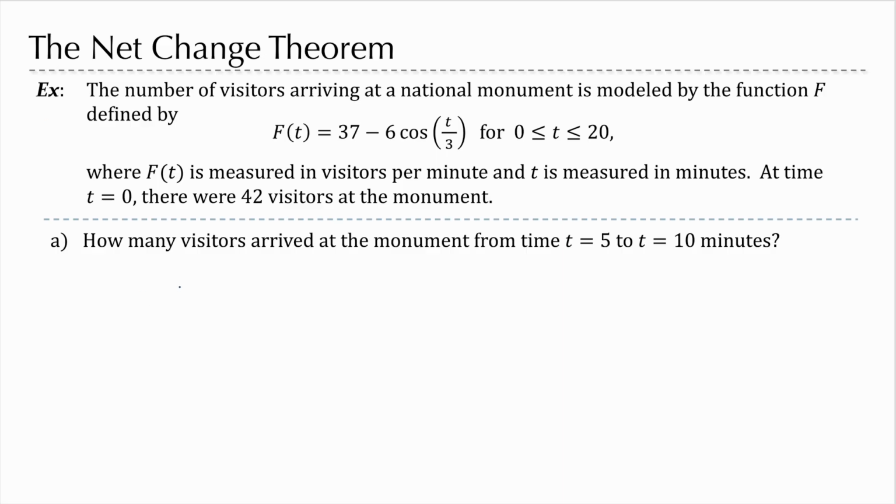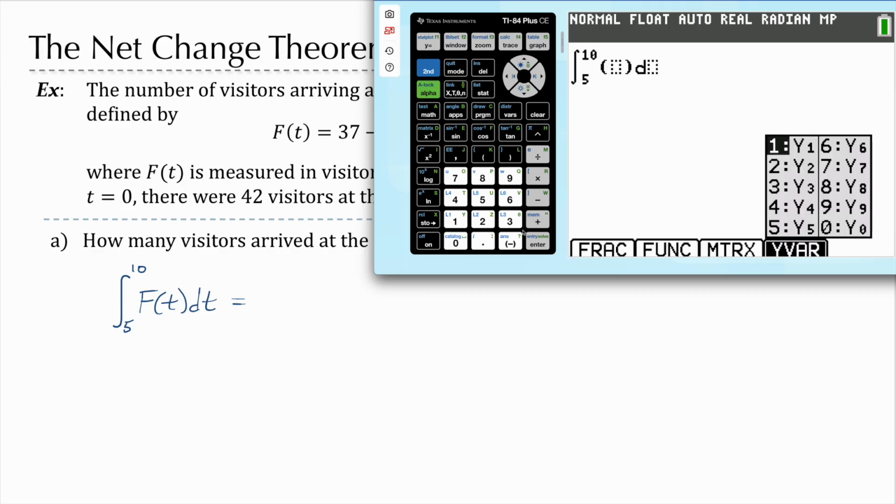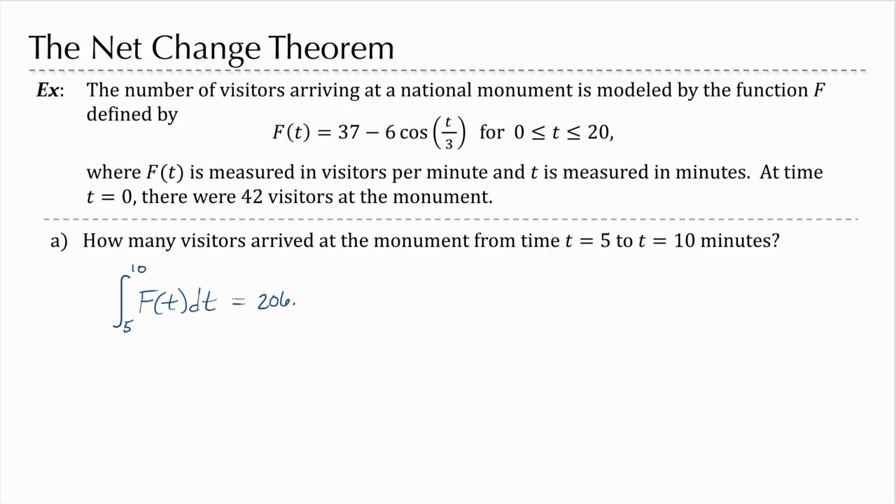The first question asks, how many visitors arrived at the monument from the time period of 5 to 10 minutes on this interval? So that means we'll simply look at the amount, from period 5 to period 10, of our rate. And again, this capital F of t is the rate at which visitors are arriving. So if we find the area underneath it, it will give us the amount of visitors. So we'll take our calculator and punch this up. We'll go from math 9. Okay, so we're going from 5 to 10. And as always, we'll grab the thing we typed in y1, put our x there, hit enter. So it looks like we have about 206.348 visitors.